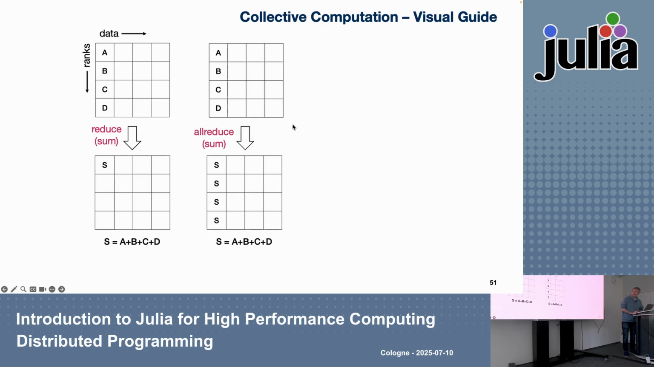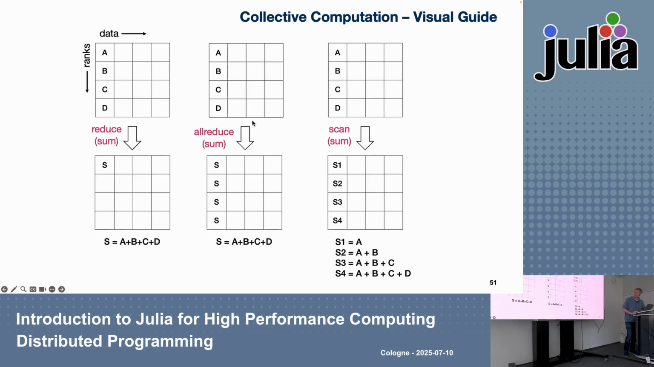Here's also a variant of the reduce function, where everyone gets the result at the end. And we also have a scan function, where we do not compute the sum of all of the elements, but we have a partial sum. So the first partial sum has only one element, the second has two elements, the third three elements, and so on. In some algorithms, this is very useful.